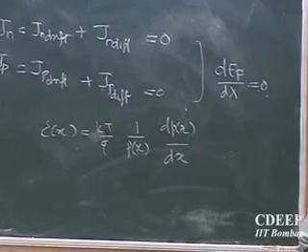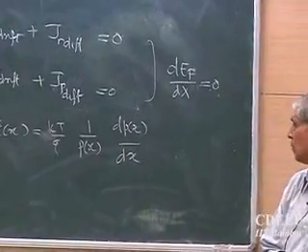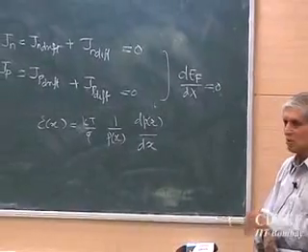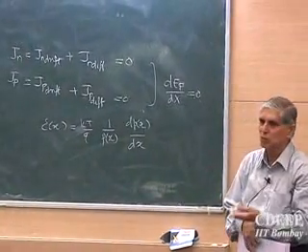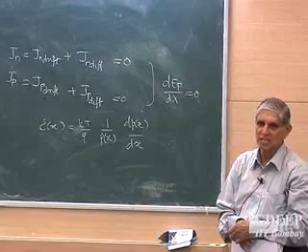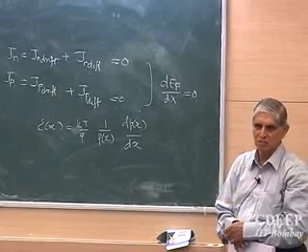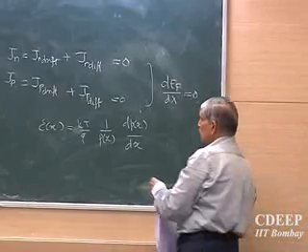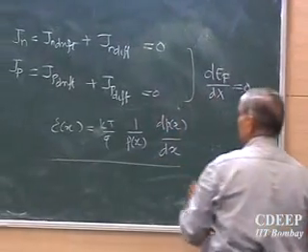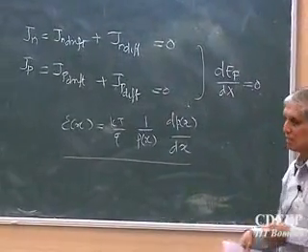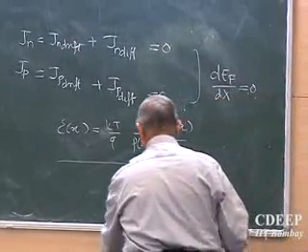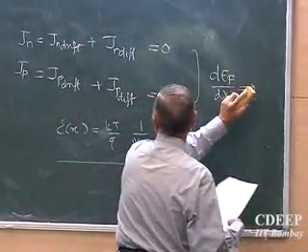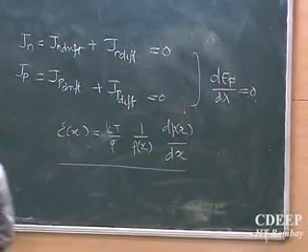The built-in field is kT by Q, 1 upon p(x), dp by dx. Same way I can write for the n kind. Ex for this is kT by Q, 1 upon n(x), dn by dx. Okay. Same equations. If I know this relationship, can you tell me, okay, let's say, can I rub this? Or maybe I can rub this.